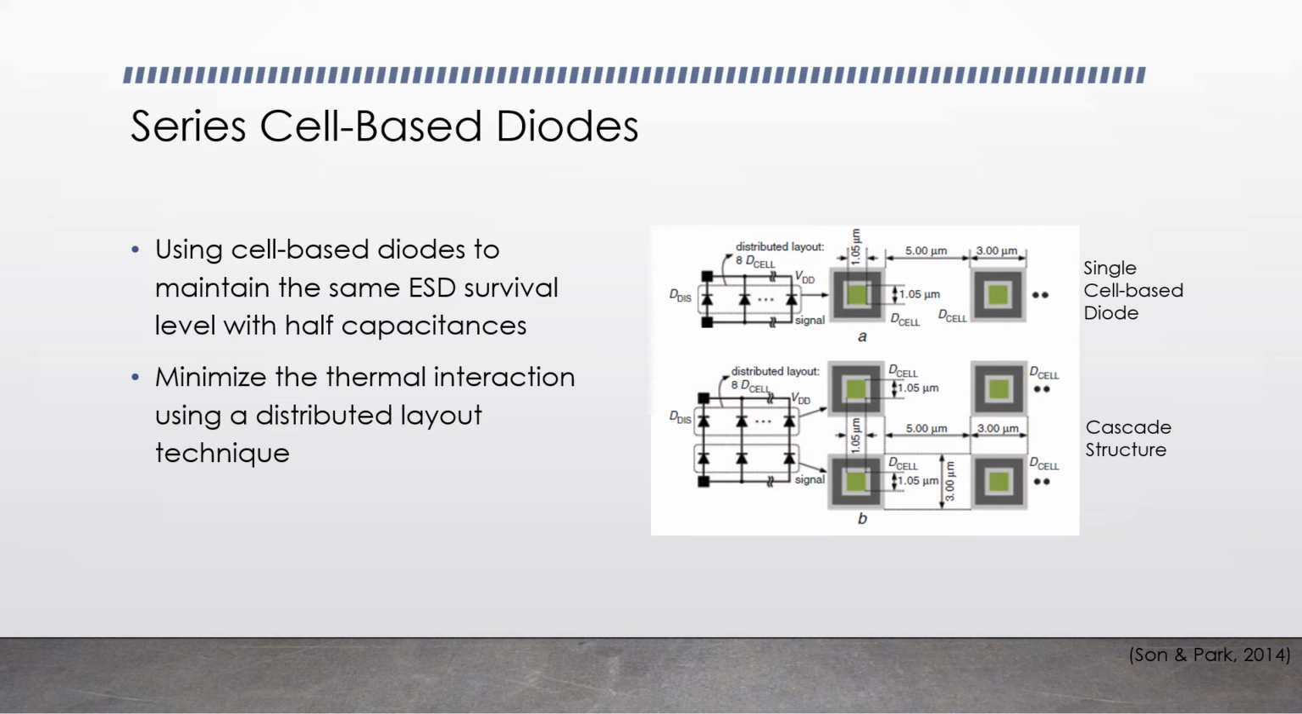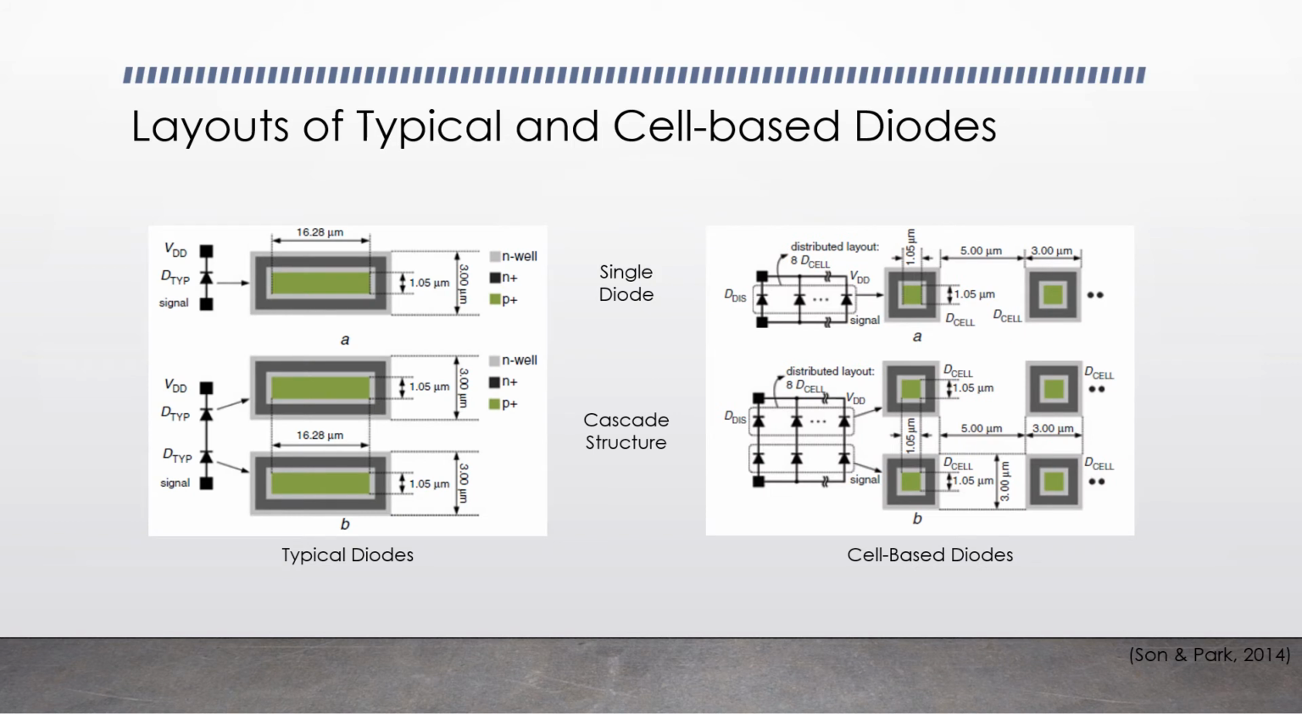Here are the figures of the single cell-based diodes and the cascade structure of the cell-based diodes. Here are the figures of the layout of typical diodes and the cell-based diodes. There are 8 diode cells in one cell-based diode using the distributed layout technique shown in the right figure. Compared with these 2 types of diodes, each small diode inside the cell-based diode is much smaller than the typical single diode, but the size of the whole diode cell is larger than the single one.